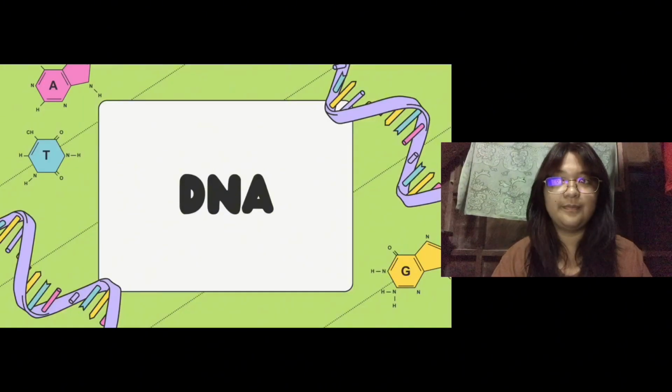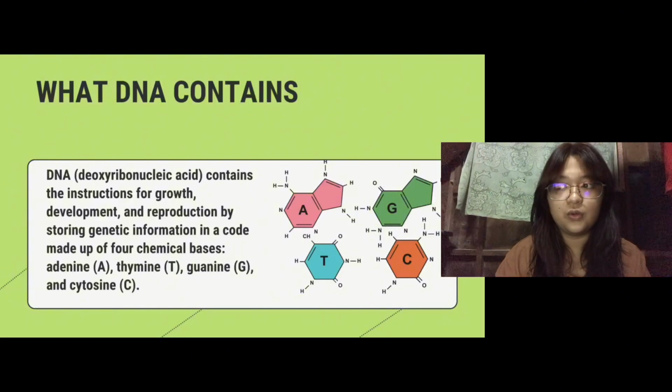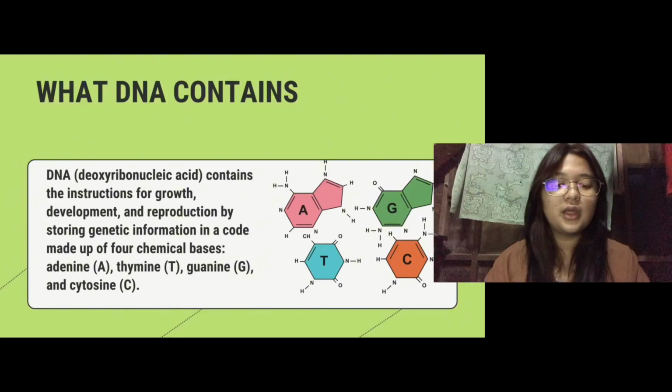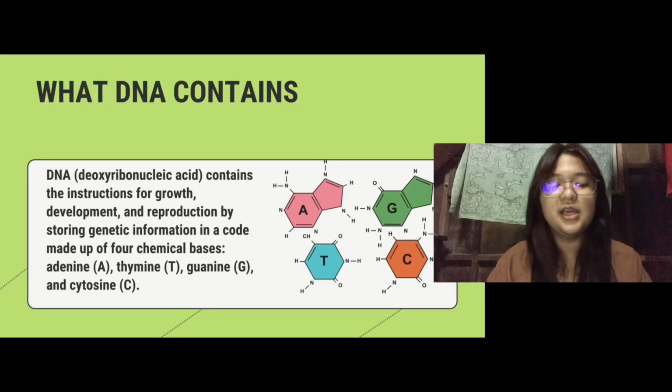Let's talk about DNA. DNA contains the instructions for growth, development, and reproduction by storing genetic information in a code made up of four chemical bases, which are adenine, thymine, guanine, and cytosine. These bases are like the alphabet of life because they form the code that stores genetic information. Adenine always pairs with thymine, and guanine always pairs with cytosine. Their pairing is very important because it keeps the DNA structure stable and ensures that genetic information is copied correctly when cells divide.